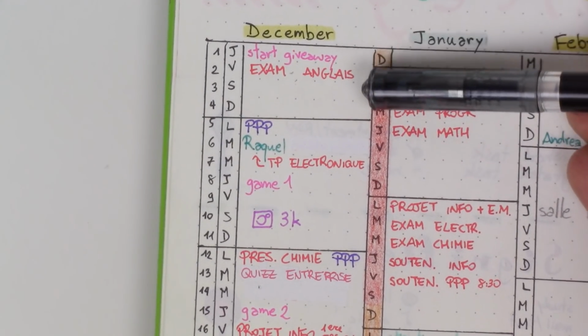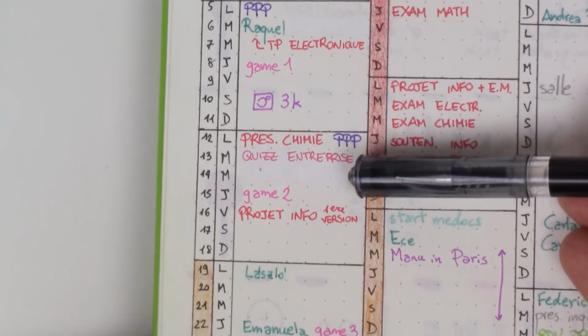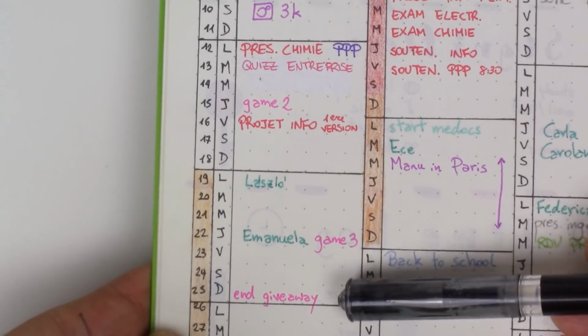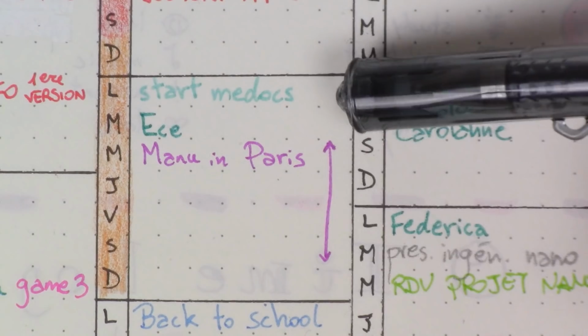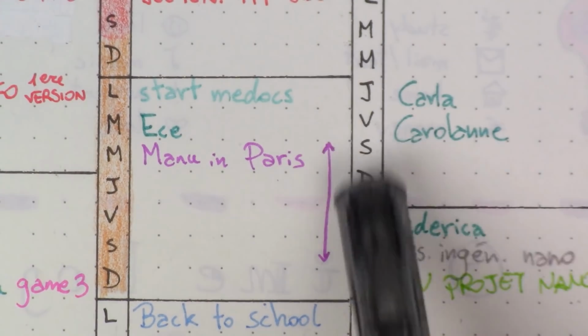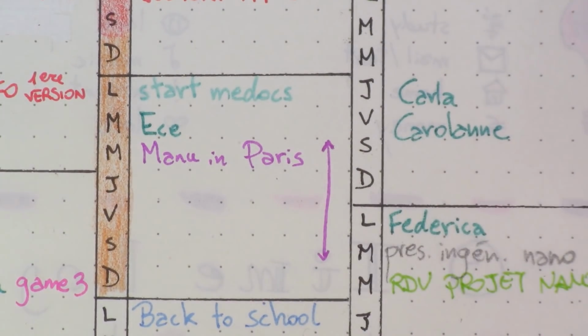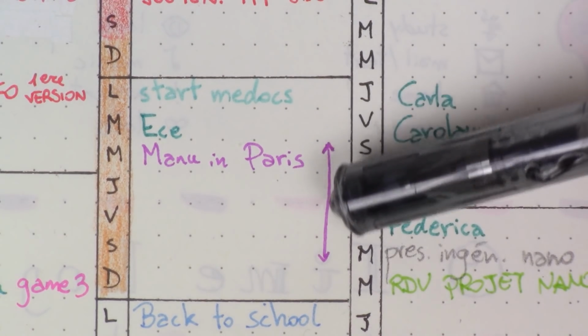But besides that, as you can see, I kept on using the coloring system, which was being very, very useful for me. Also, as you can see here, sometimes I would use some arrows if there were some events that would continue in time.